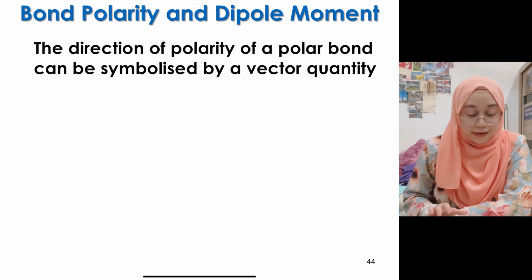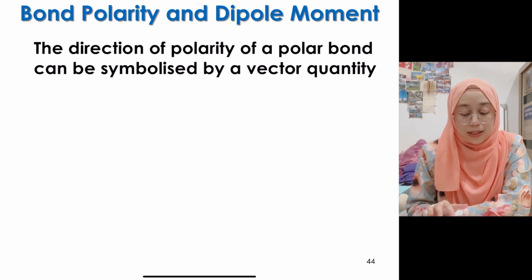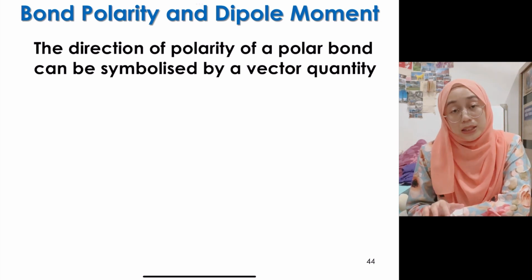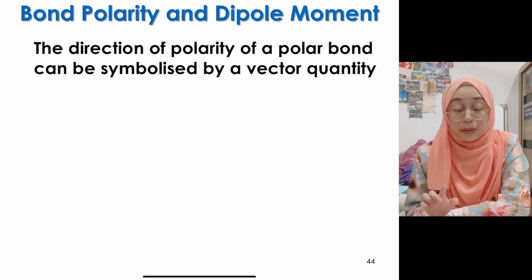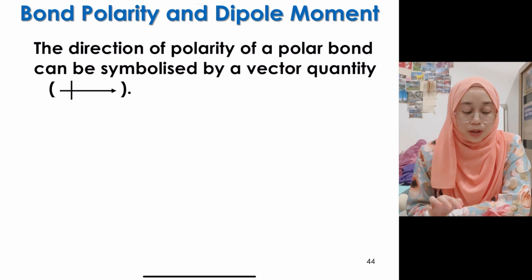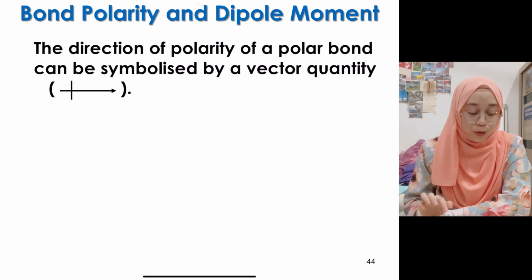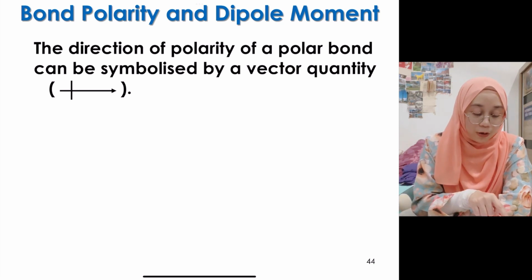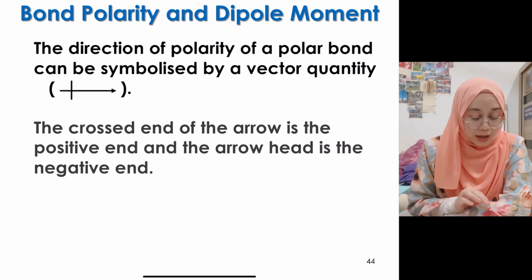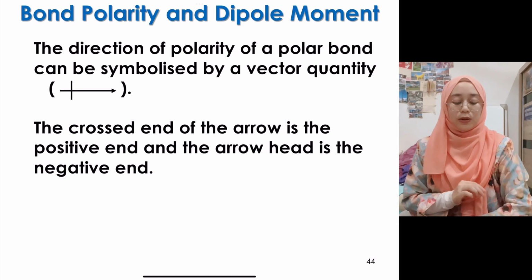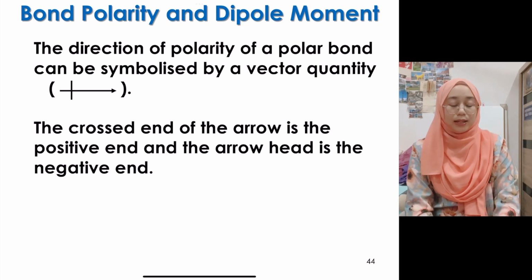Okay, so the direction of polarity of a polar bond can be symbolized by a vector quantity. So dekat sini ada kaitan dengan vector, bermaksud ada kaitan dengan direction, dan direction main peranan lah kat sini. So kita akan guna arrow tu, tapi as you can see ada bahagian yang cross part dekat sini, and then sini adalah the head of arrow. So the cross end of the arrow is the positive end, and the arrowhead is the negative end.